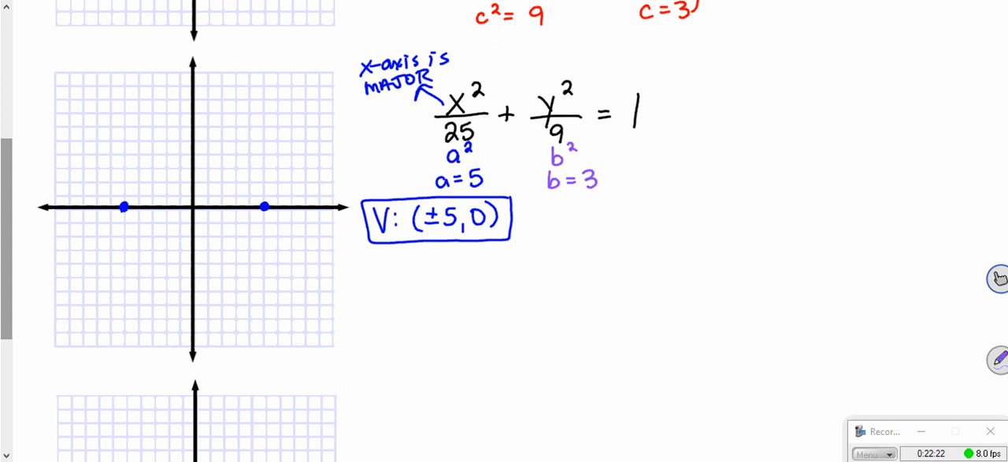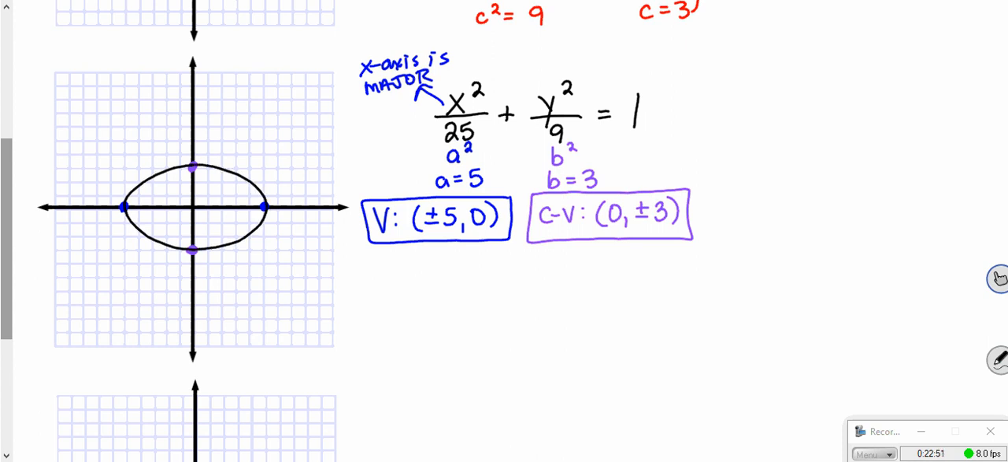Okay, covertices. My minor axis has to be the y-axis. So that means it's 0 plus or minus 3. That's my covertices. So up 3, down 3. Let me see if I can draw a nice smooth ellipse through there. That was better. Now, focus. Got to find the focus.